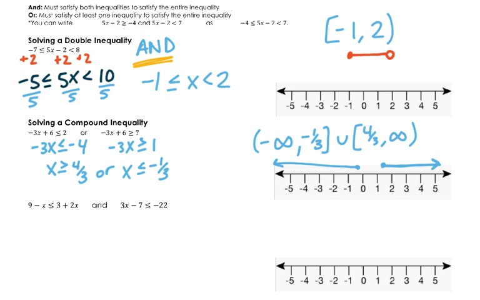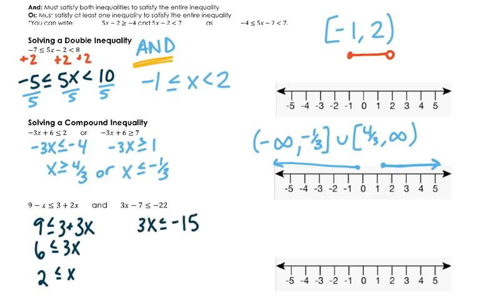To solve this last inequality, you're going to solve each one separately and then condense with the word and using your graph. Video once you're ready to check your answer. I'm going to get the variable terms on the same side, so I'm going to add x to both sides. I'm going to subtract 3 from both sides. Divide both sides by a positive 3, so I don't have to change the direction of the inequality symbol.